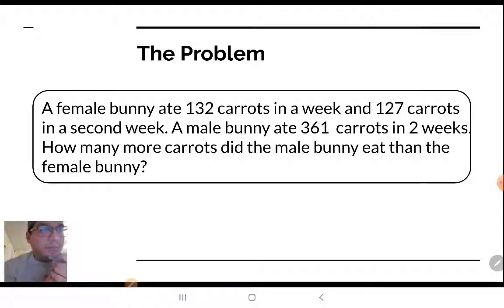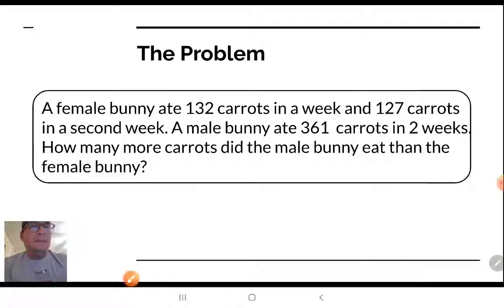But in order for me to find out, I need to know the total of carrots that the female bunny ate, right? Do I know the total of carrots that the female bunny ate? No, I don't know that. So the first question that I'm gonna have to answer is, how many carrots did the female bunny eat? Since I already know what the male bunny ate, right? I only know this part of it, right?